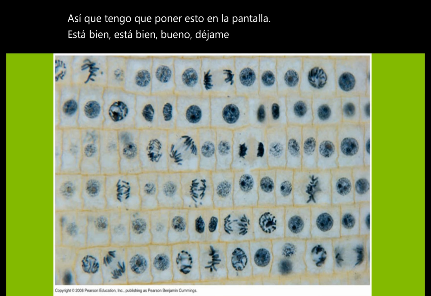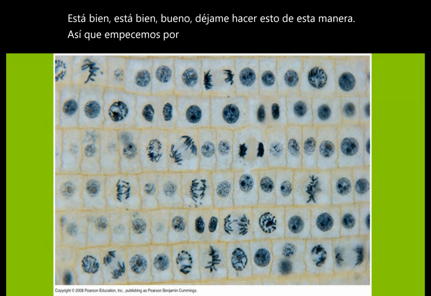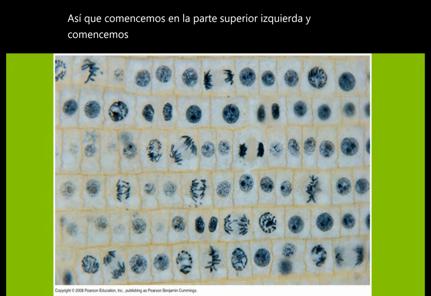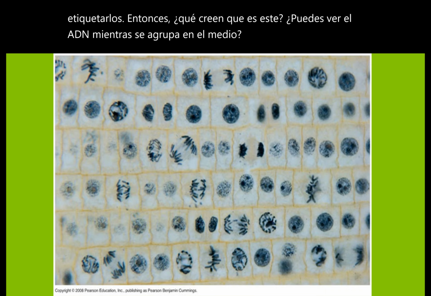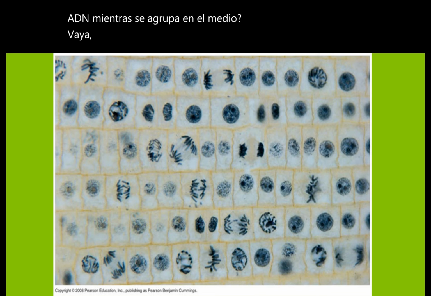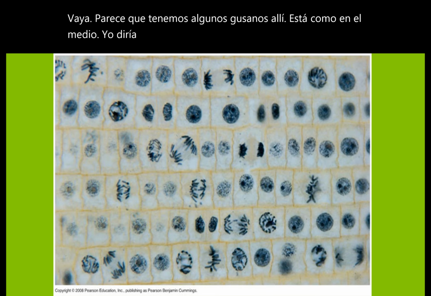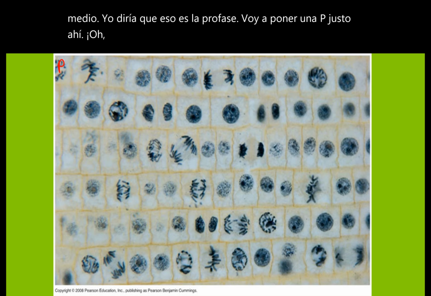So let's just start at the very top left and start labeling these. What do you guys think this one is? Can you see the DNA as it clumped up in the middle? It looks like we got some worms in there. It's kind of in the middle. I would say that's prophase. So I'm going to put a P right there. Oh, it's a little faster. What about this one?